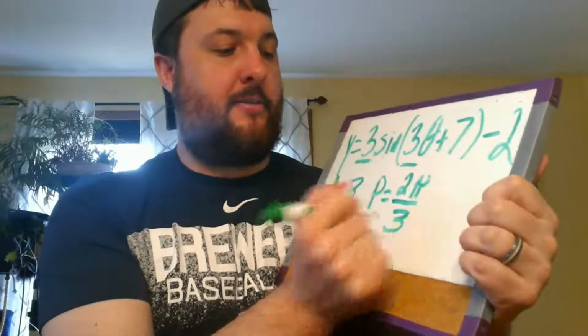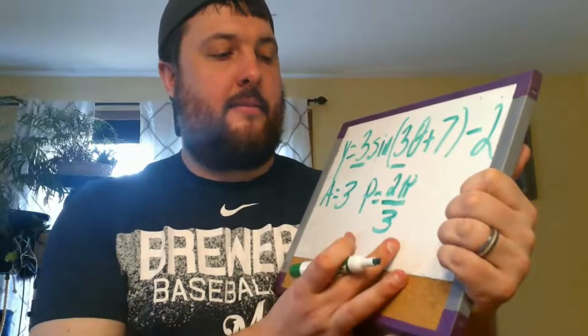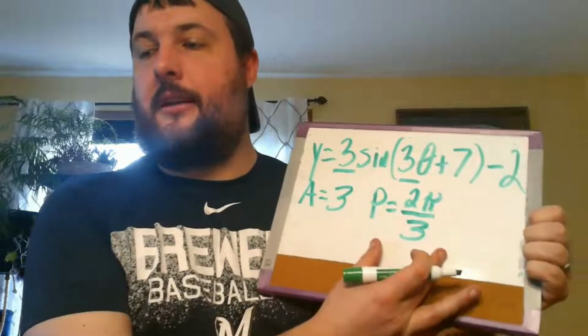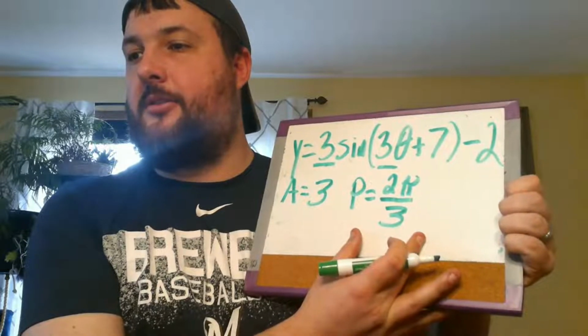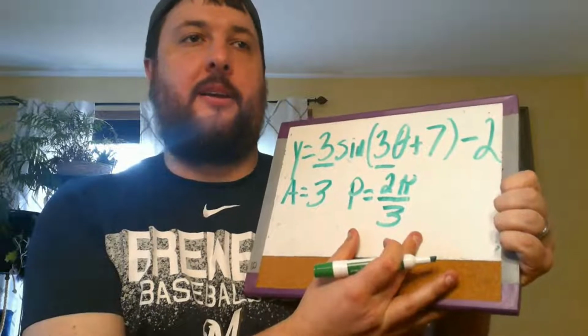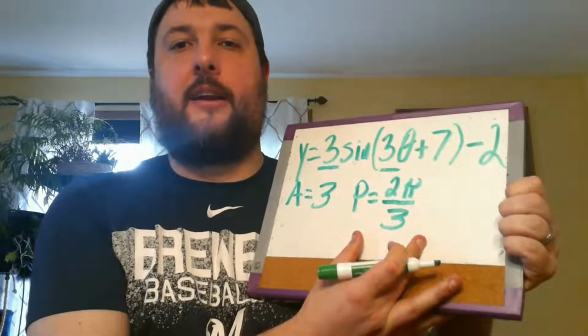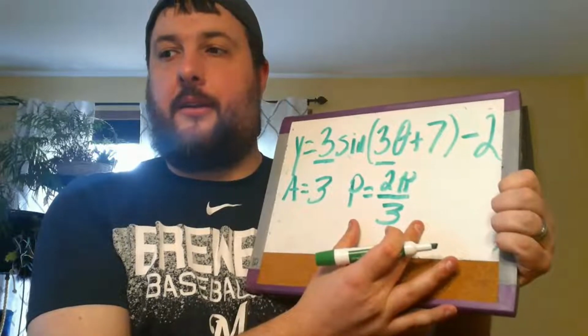So I'll divide by 3, and that is the period. You can't simplify that at all, right? It's 2 pi over 3. If it would have been 2 over 4, you could have simplified it to 1/2, but that is the period.